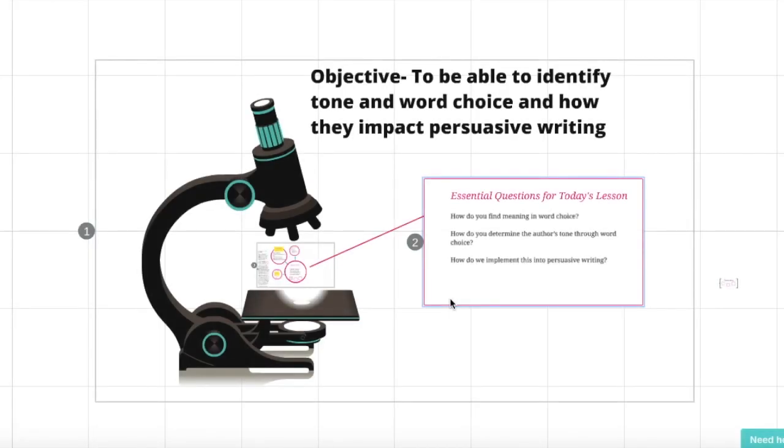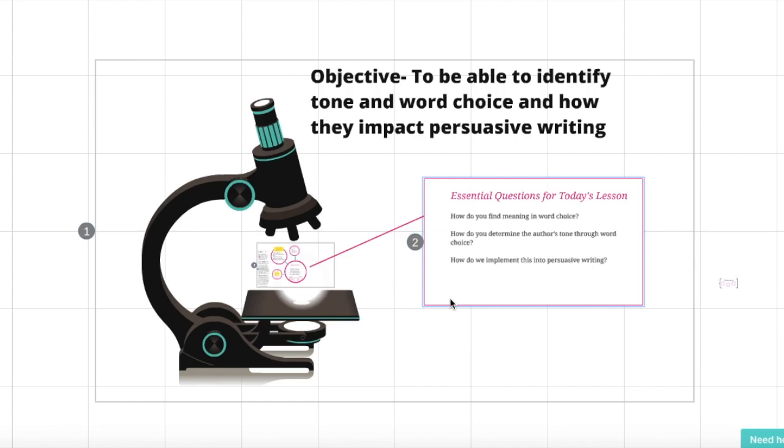All right, let's get started. Today we're talking about word choice and tone and how they impact persuasive writing. So our objective today is to be able to identify tone and word choice and how they impact persuasive writing. Since we're working on our own persuasive writing essays, this is a super important component of persuasive writing, how we develop that tone and that relationship with our audience and how we use word choice to do that.